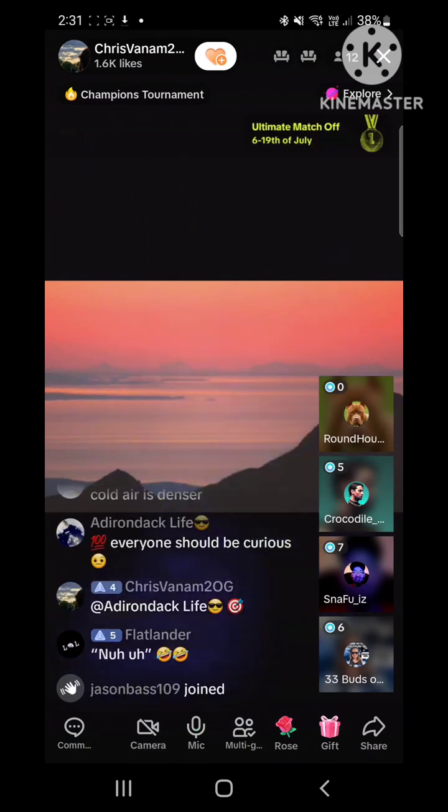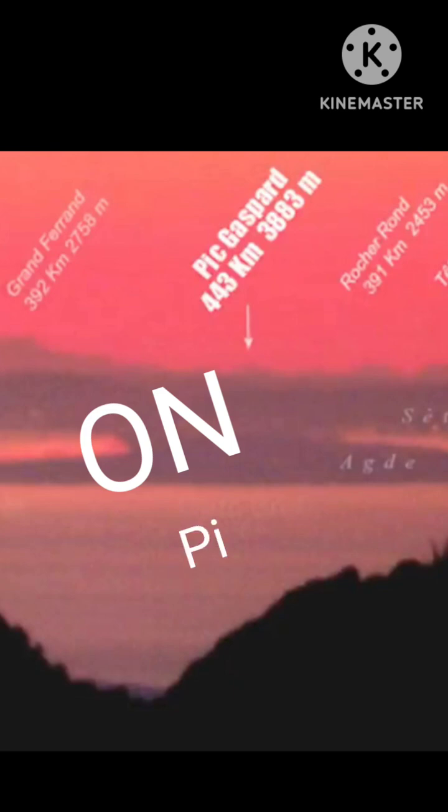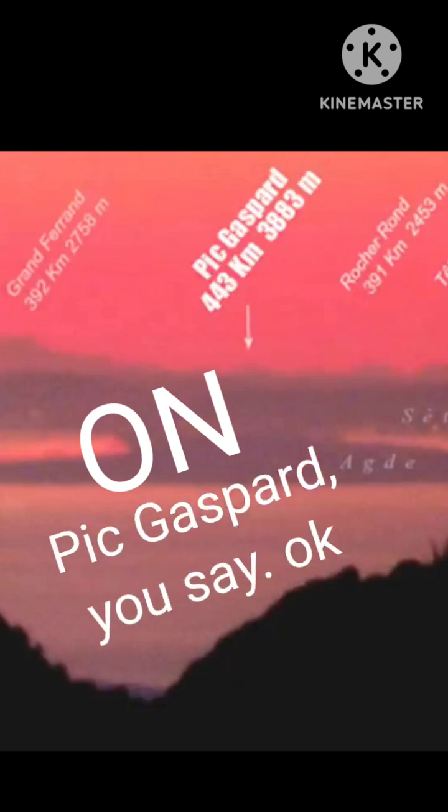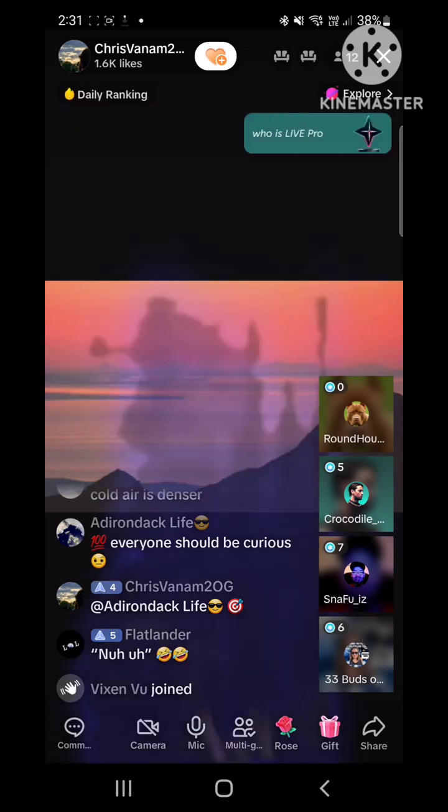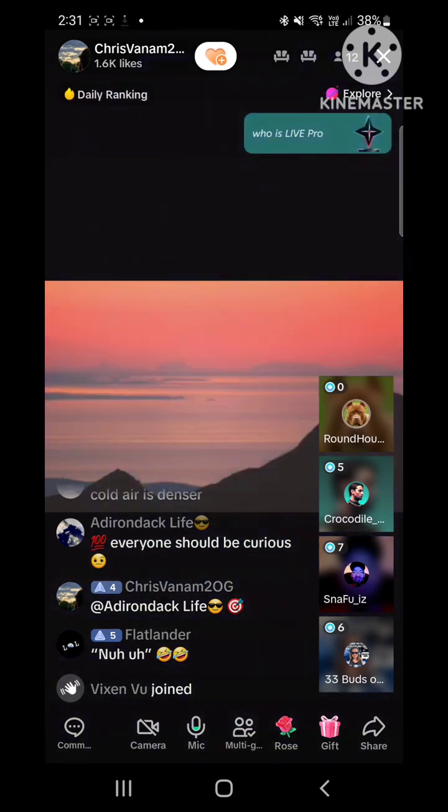So the observers on Pic Gaspard, and the mountain that should be completely blocked by supposed physical curvature is Mont Blanc. That's a 275-mile observation, or 443 kilometers. And that's in your Guinness Book of World Records, buddy.